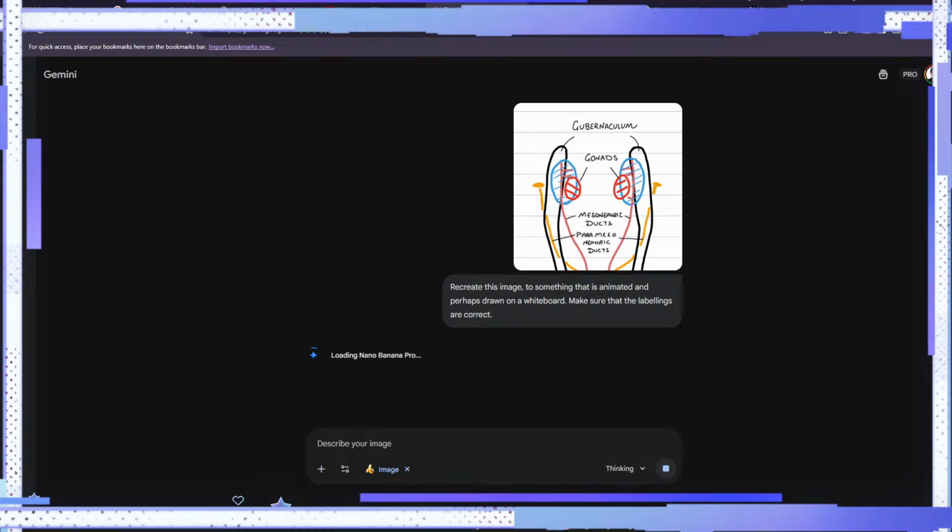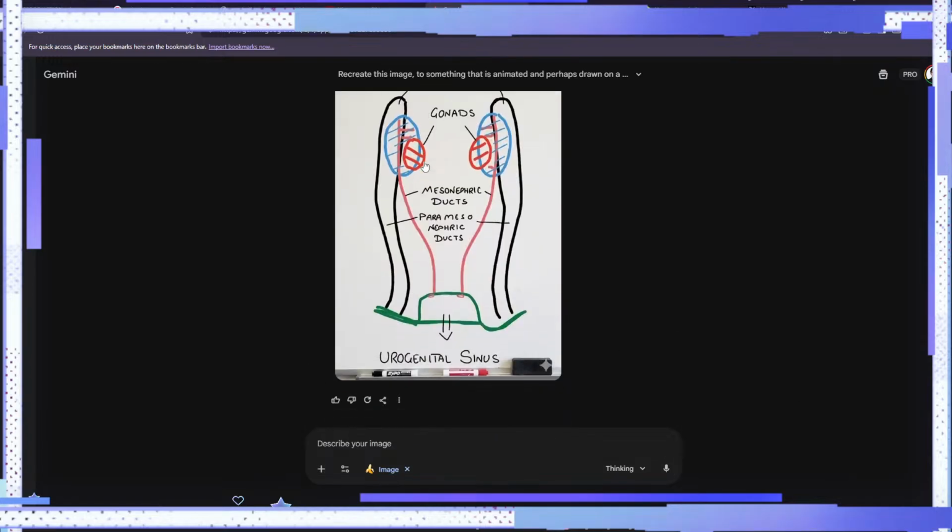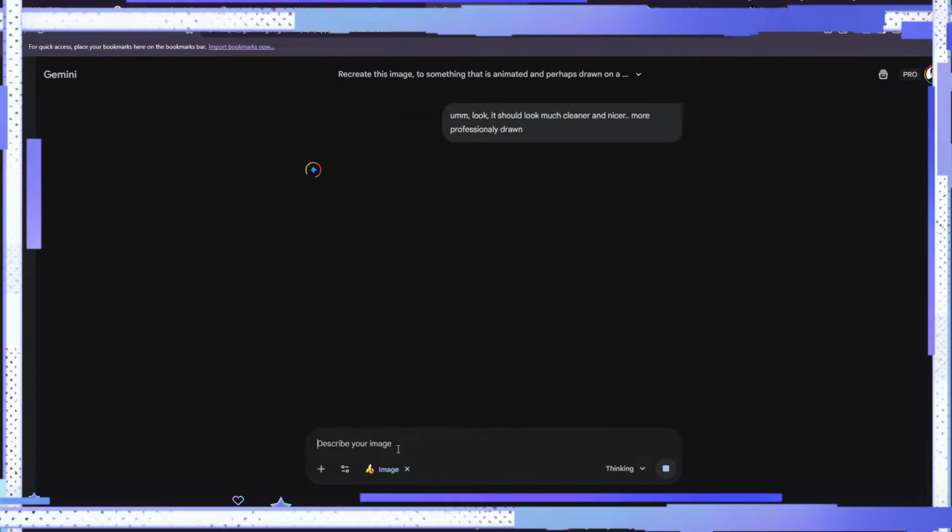Loading Nano Banana Pro. Okay, love it. Love it so much. Too much. I love it too much. Okay. Yeah, that's not what I want, mate. Look, it should look much cleaner and nicer, more professionally drawn. Okay, let's see what it comes up with.